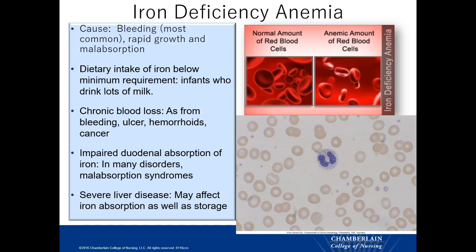Okay? In iron deficiency anemia, there can be a lot of different causes. Bleeding is probably the most common. Rapid growth is another cause, as well as malabsorption. Dietary intake may be low. An example of that is infants. Infants have iron stores initially. When they begin formula feeding, they get iron fortified formula. When they get 4 to 6 months old, they get iron fortified cereal added to their diet.